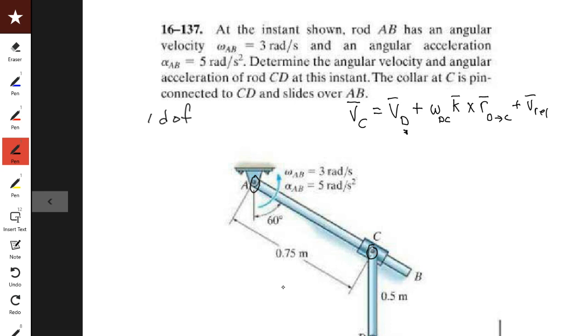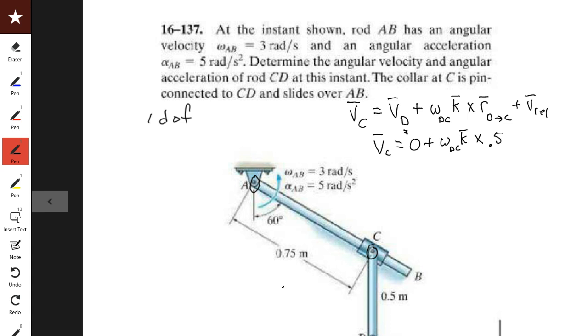Okay, now let's plug numbers in here. So the velocity of C equals, what's the velocity of D? Well, D is in permanent contact with the ground, so it has the same velocity as the ground, which is 0. Let's put a number in here. This is omega DC K, cross. Okay, let's plug in for the R. R goes from D to C, so it's a distance of 0.5, and it's straight up.